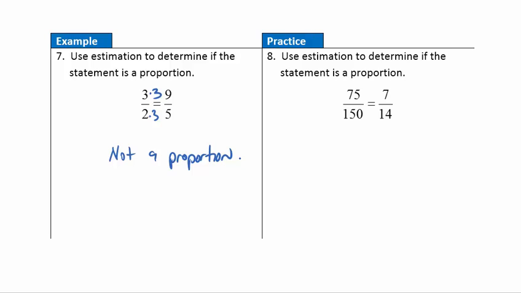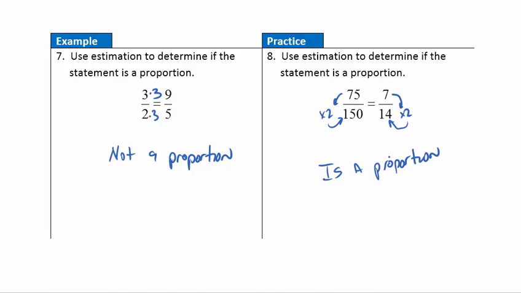Go ahead and pause your video player now and determine if practice question 8 here is a proportion. Okay, so taking a look here, if we look across the proportion, 75 and 7, that doesn't give us a lot of easy things to work with there. But if we look at numerator and denominator here, 150 is twice 75. So really we're multiplying by 2 to get this bottom number. And if you check this right side, it's the same thing. So this is a proportion.